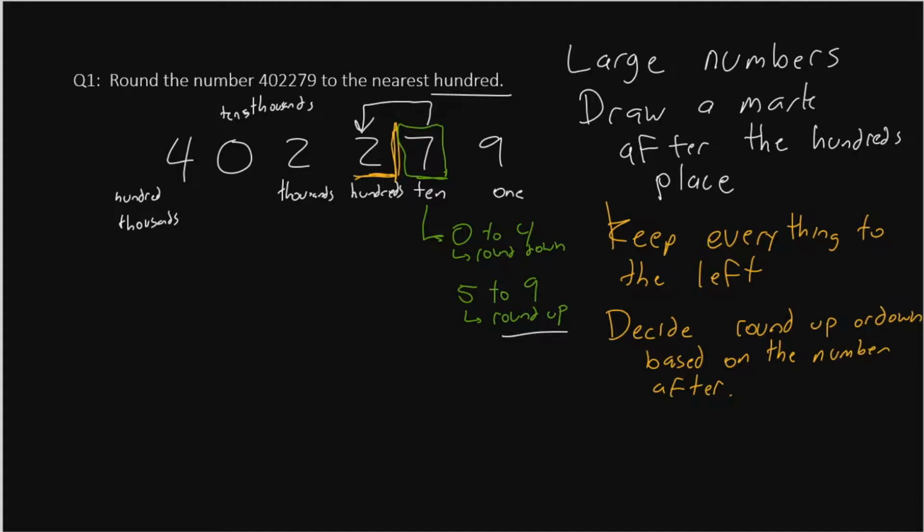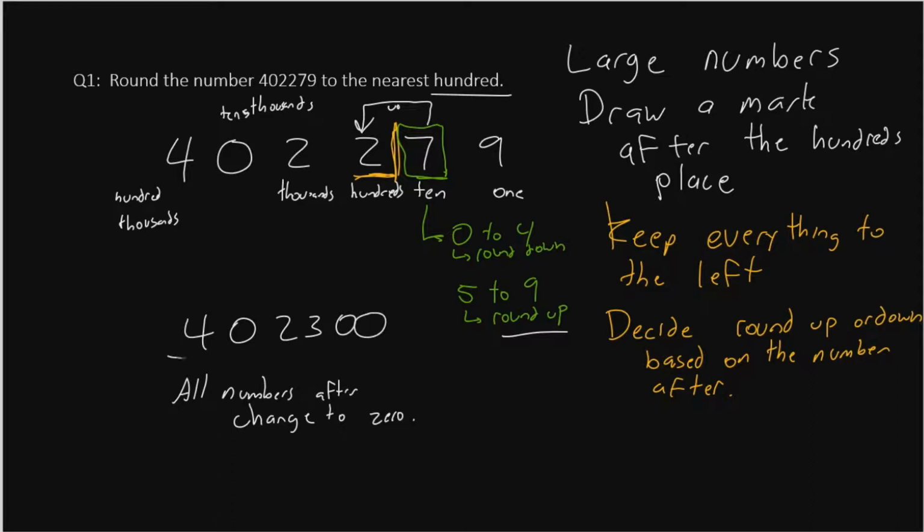So that means this number right before the mark should increase, and we start by writing 4022. And then all the numbers after the mark will change to 0. Now, since we round up, we don't use the 2 here. Instead, we go up by 1 and say 3. And then since we had 2 numbers after, those numbers both change to 0.